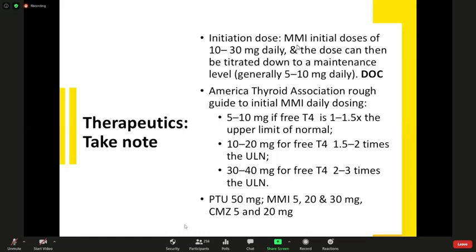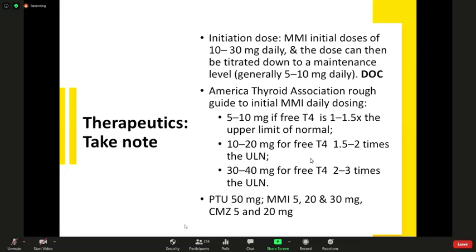So the initial dose of methimazole is around 10 to 30 milligrams, and the methimazole preparations here are 5, 20, and even 30 milligrams. Then the dose can be titrated down to a maintenance level of around 5 to 10 milligrams, methimazole being the drug of choice. The American Thyroid Association has also made this recommendation. When to give higher, when to give lower.